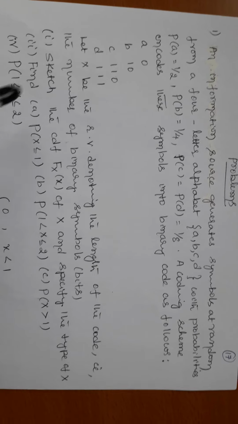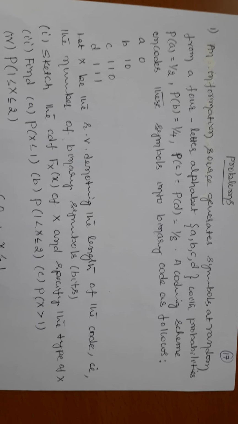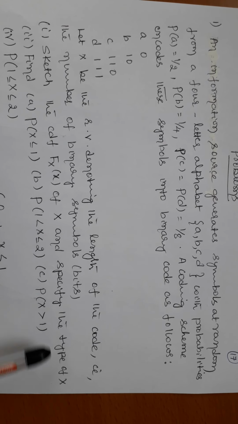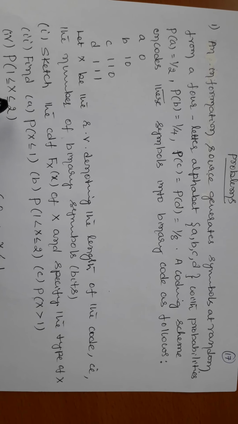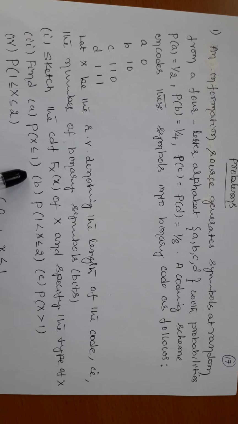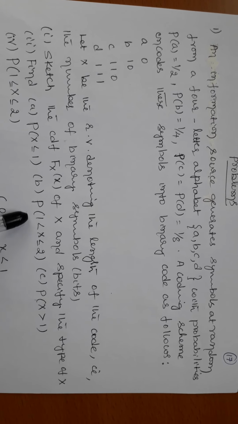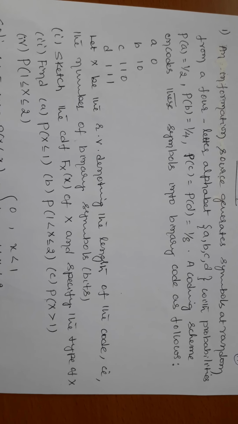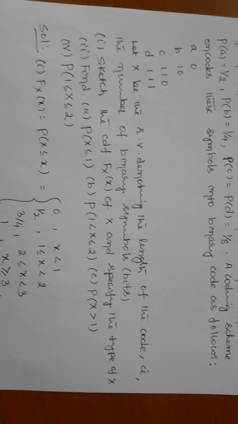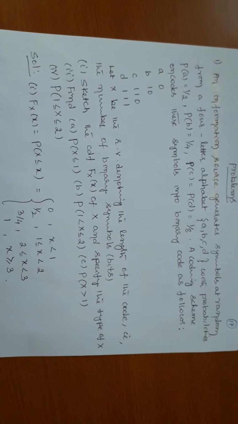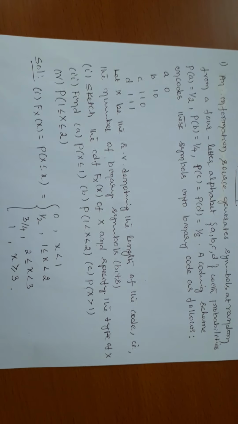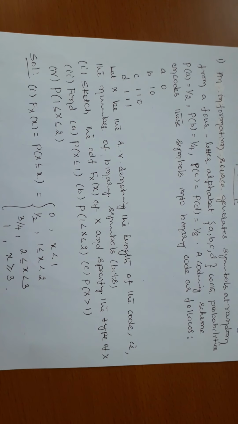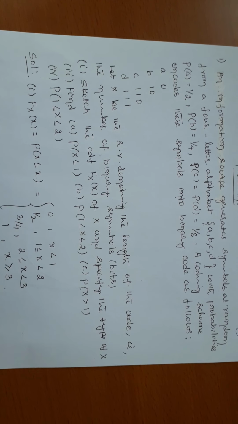Based on that, sketch the CDF, the cumulative distribution function F_X(x), and specify the type of X. Also find the probability of X less than or equal to 1, probability of X greater than 1 and less than or equal to 2, and probability of X greater than or equal to 1 and less than or equal to 2. In this problem, if you want to sketch the graphical representation, first you have to know what F_X(x) is from the given probabilities.